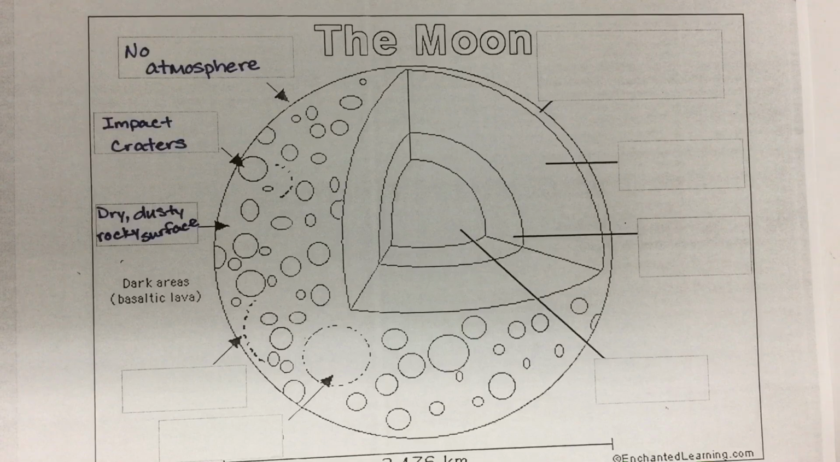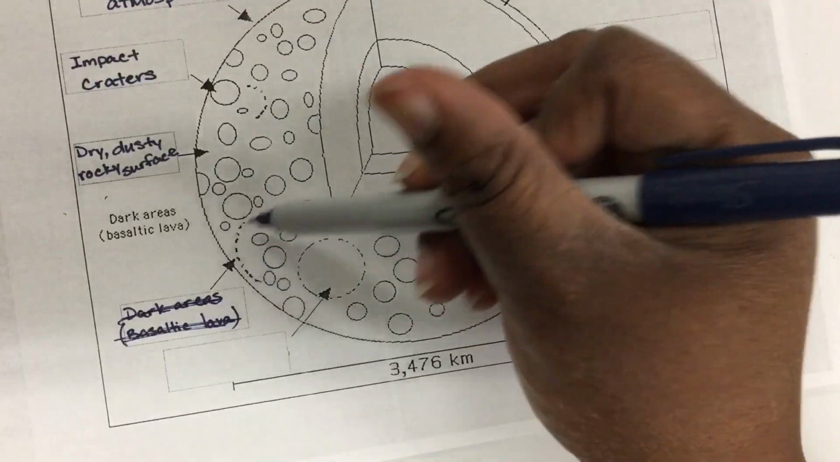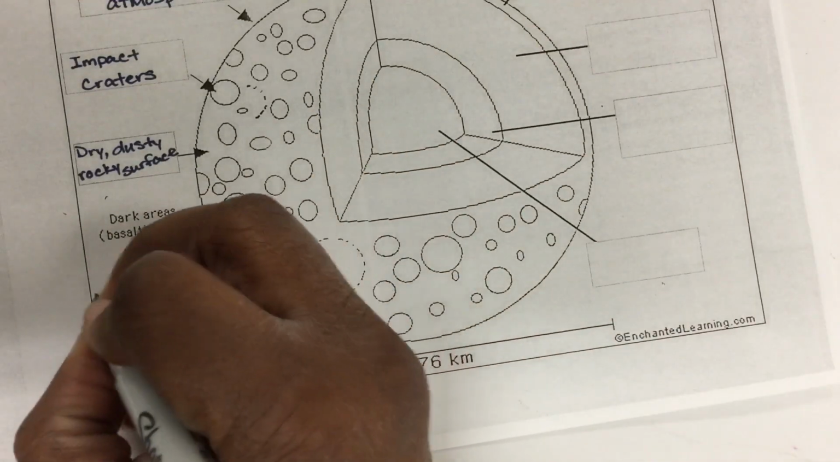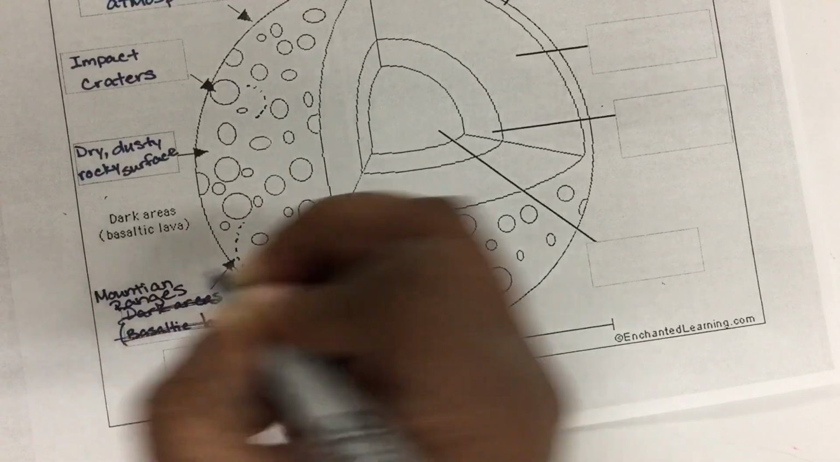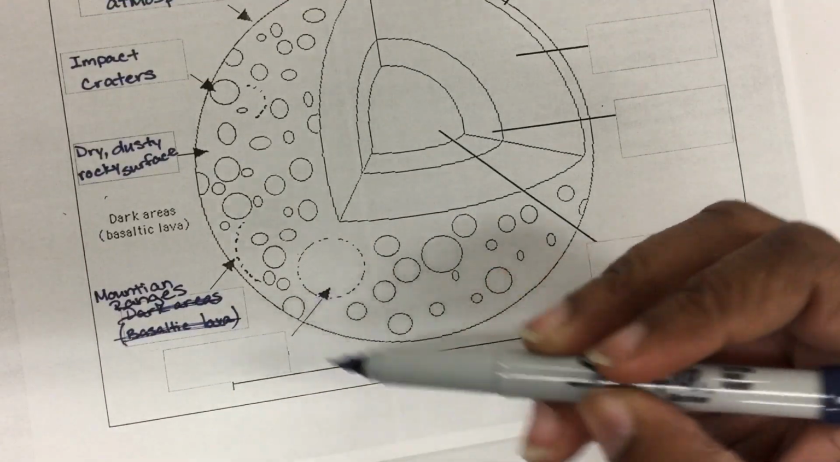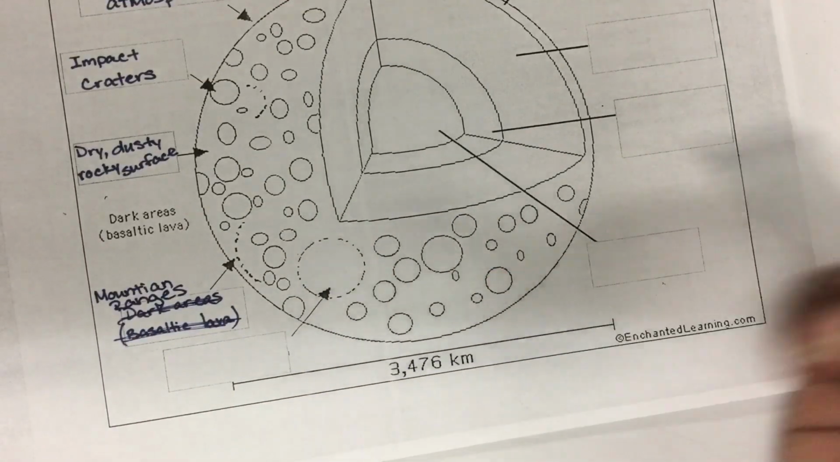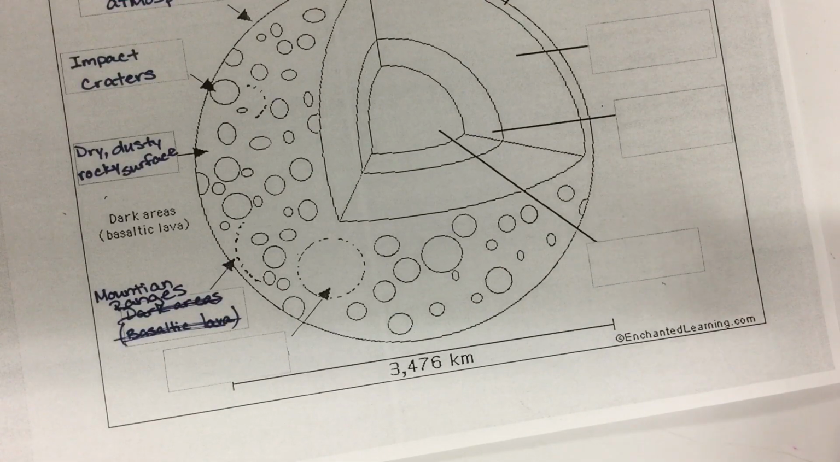Earlier, I believe it was last week, we said that the moon used to have volcanoes on it billions of years ago. Those volcanoes left behind dark areas. So these are essentially lava that is hardened. These are mountain ranges. Marias, we talked about these also last year. Low flatlands. They were once lakes.